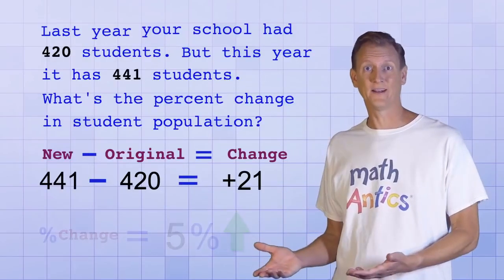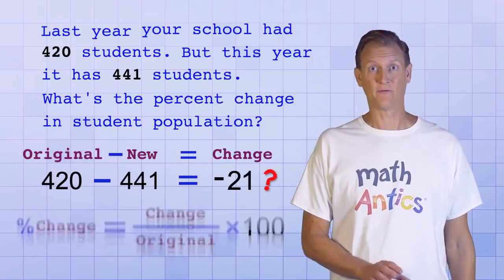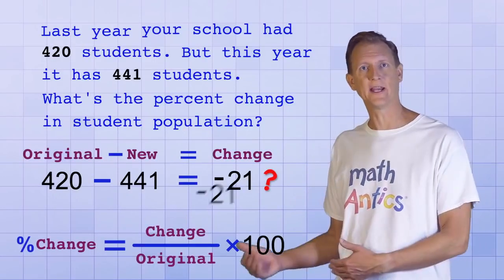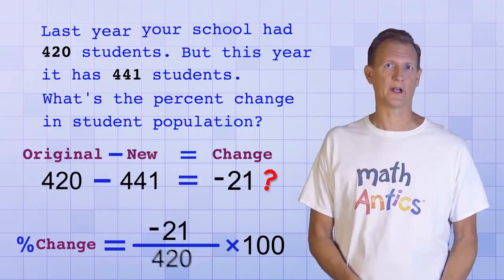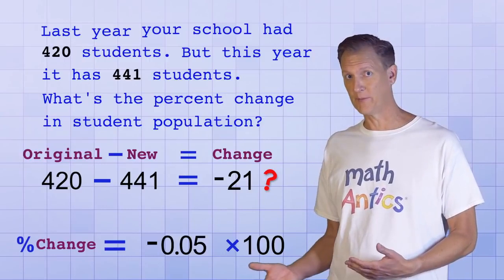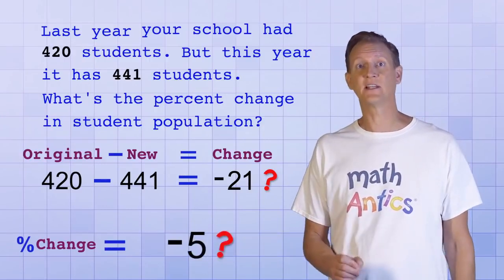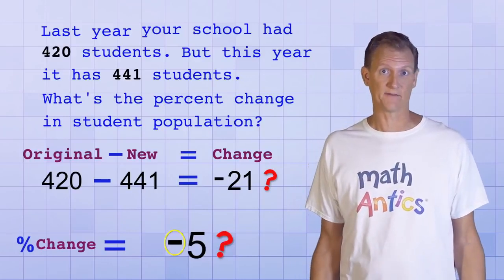But what if you subtracted in the wrong order and got negative 21 instead? If you plug that into the formula for percent change, you'll get negative 21 divided by 420, which equals negative 0.05. And then multiplying by 100 gives you negative 5, which suggests a 5% decrease because the sign is negative.